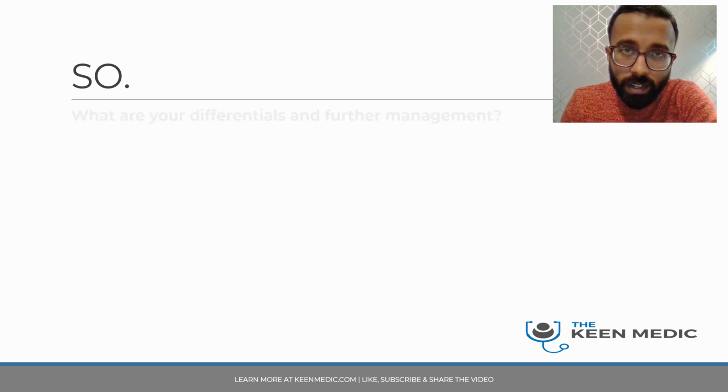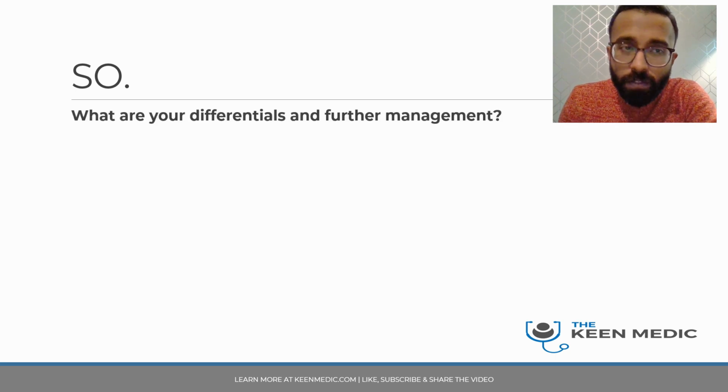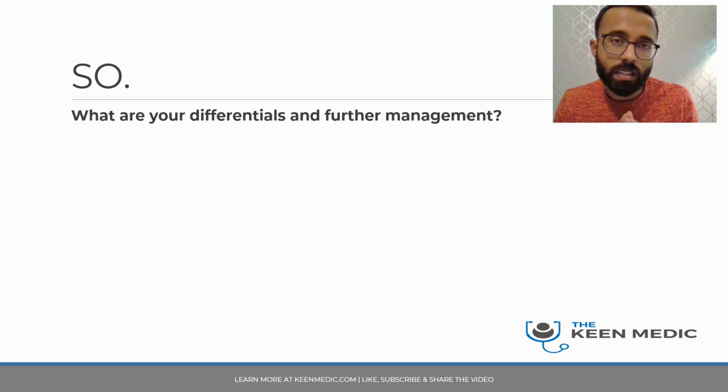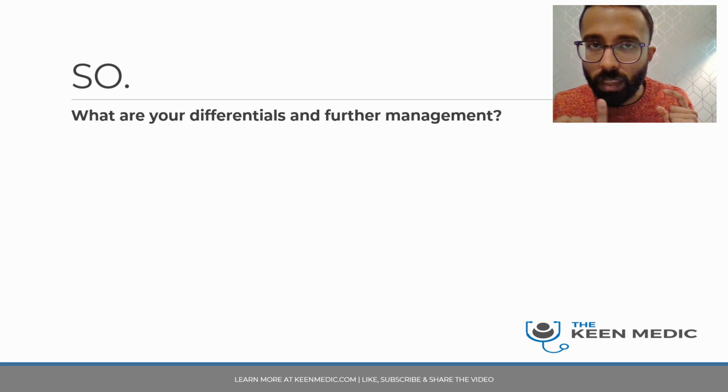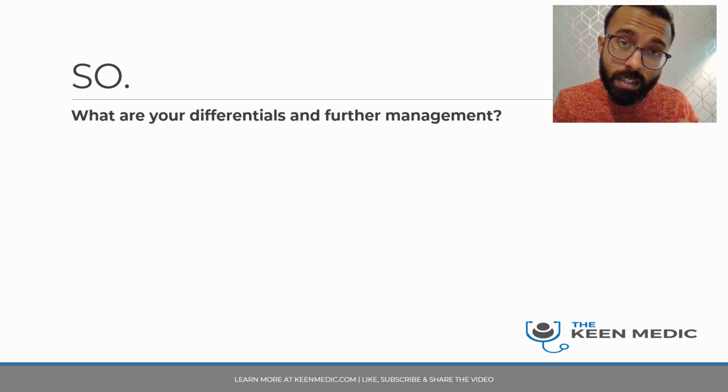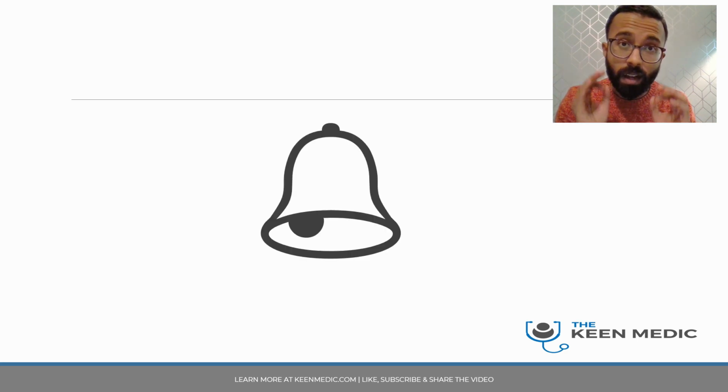So what is your differential and what is your further management? At this point, given the information that we have so far: young man with type 1 diabetes, collapsed in the road, out of area, he has been hypotensive, hypoglycemic. What are your thoughts? Have a think. Come back to the video with your list of differentials and your management plan as the medical registrar on call.